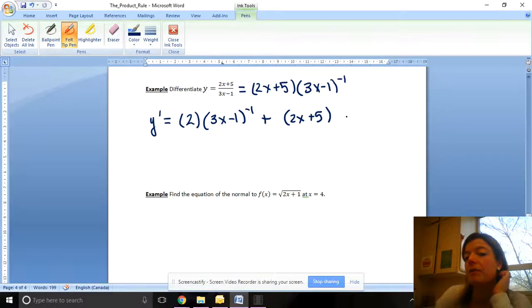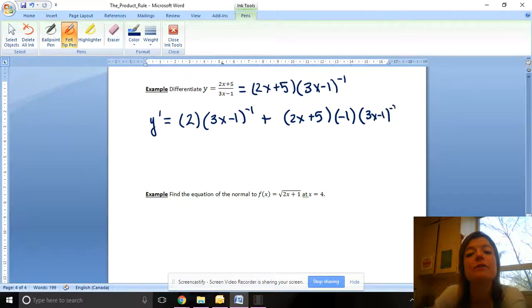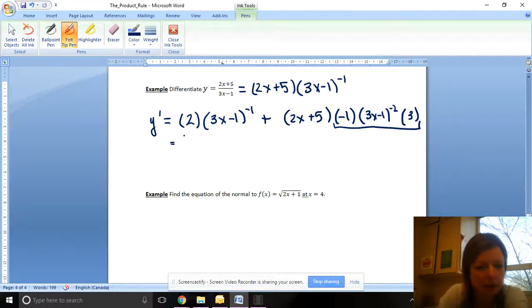Okay, now times the derivative of this guy. Let's be careful. We bring down the negative 1, we keep the 3x minus 1 the same, and we make this negative 2. Remember, you're subtracting 1. Then we have to multiply by the derivative of the inside. So this whole thing here is the derivative of that second function. Now we are able to reduce with our magical powers of understanding algebra, right?